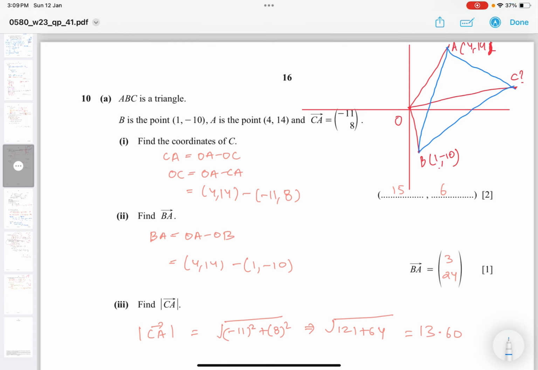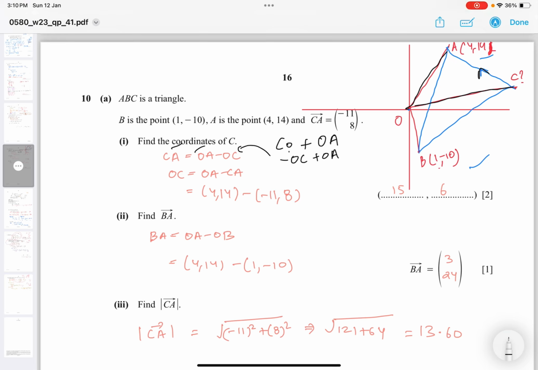ABC is a triangle, B is a point this, A is a point this, and CA has also been given. Mark the direction CA has been given to us. How can we find the coordinates of C? To find the coordinates of C, they mean find the position vector of C from the origin. So how can I find it? To go from A to C or C to A, there are two ways. The first way has already been given to us, the direct way. The other way is we can go CO plus OA. Do you agree with me? We are not aware of CO, but can we write CO as negative OC plus OA? So it would give us OA minus OC.